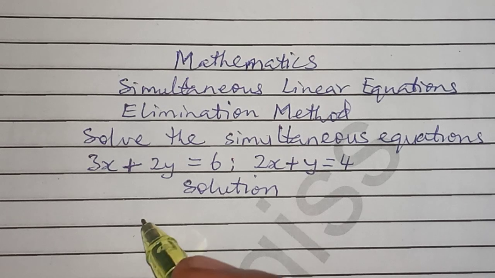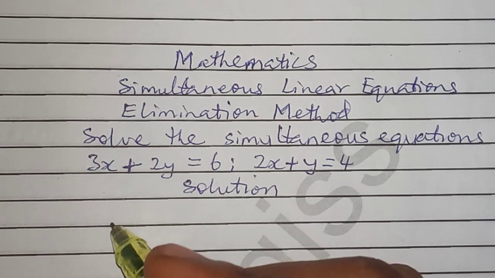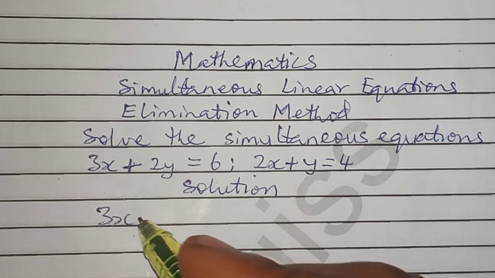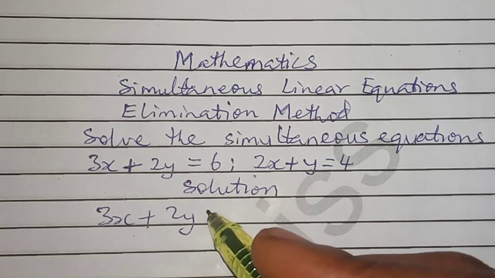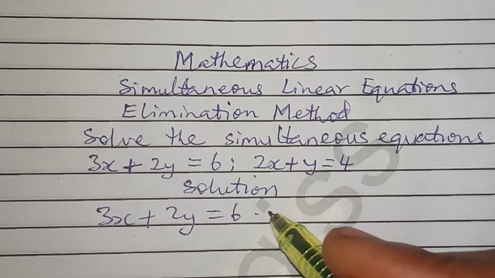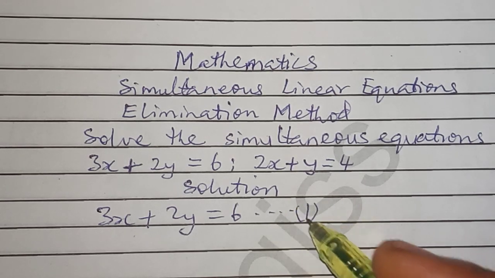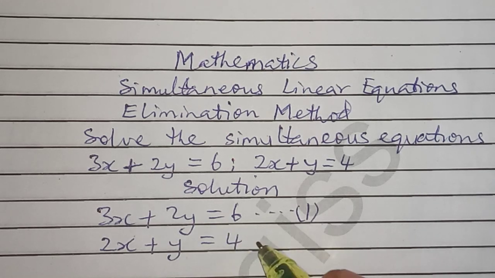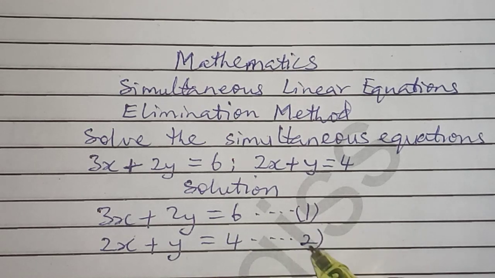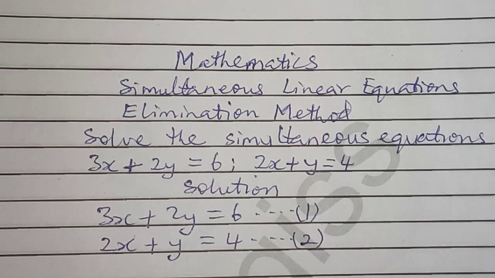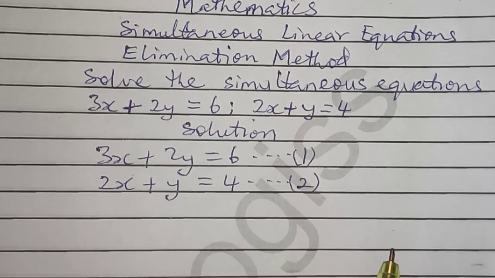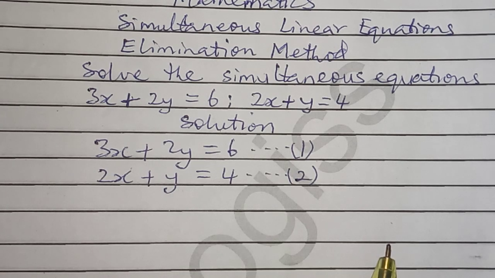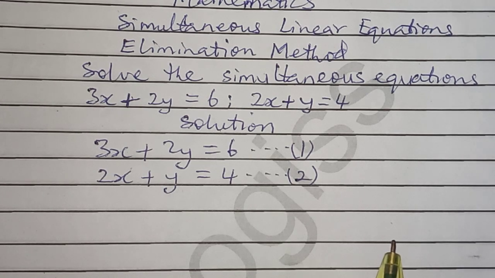Then the first thing to do is to write the first equation, which is 3x plus 2y equal to 6. We call this equation 1. And then the next one is 2x plus y equal to 4. We call this equation 2. To solve this question, we eliminate either x or y, depending on the one that is convenient with you.